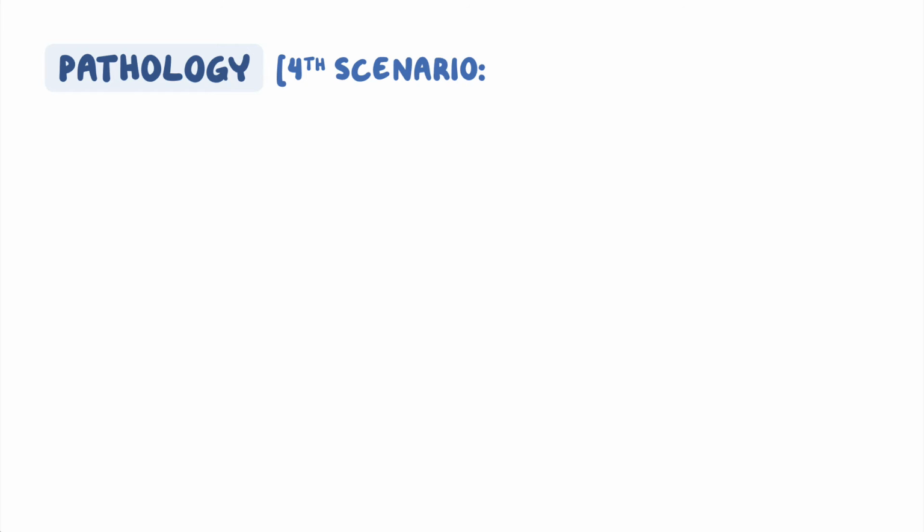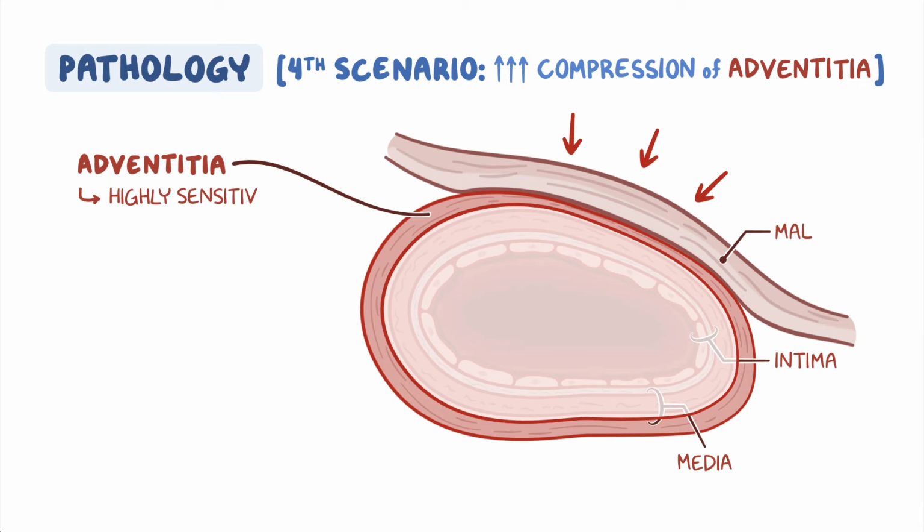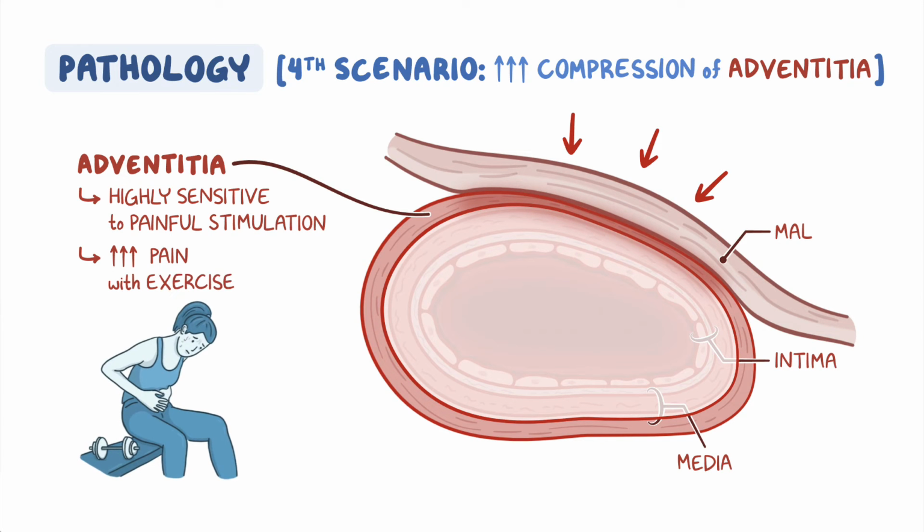The fourth scenario is the excessive compression of the outer layer of the celiac artery wall, the adventitia. The adventitia is highly sensitive to painful stimulation. It's possible that the high degree of compression causes pain, which explains the worsening of pain with exercise in these patients.